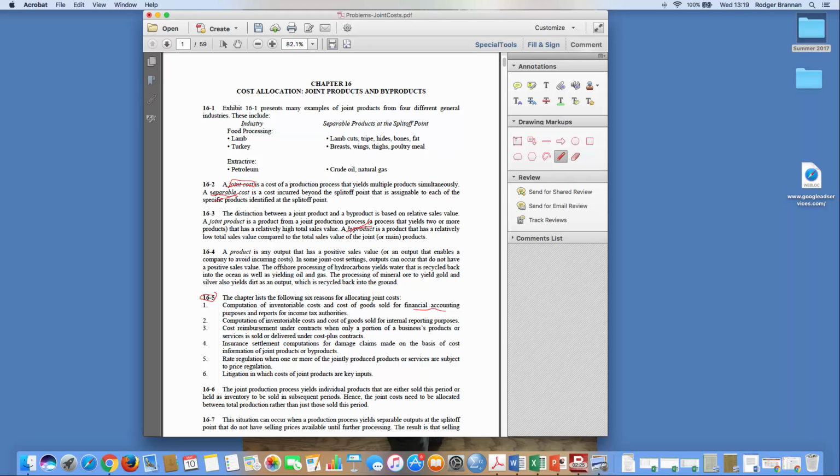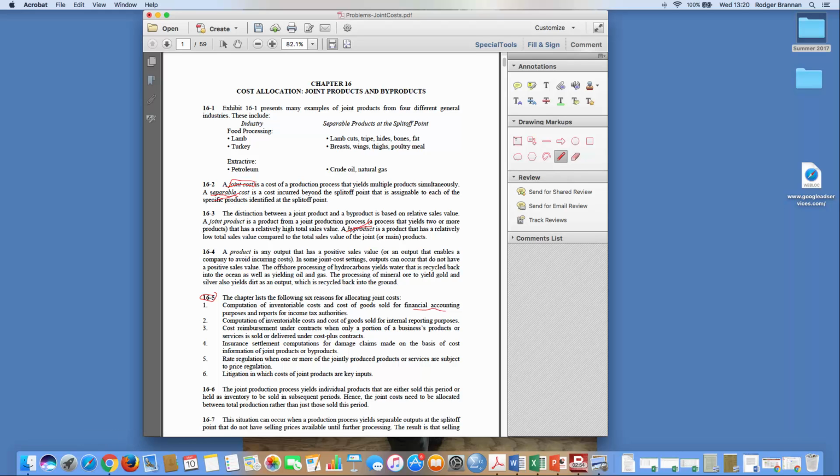Another would be if I have a fire or something happens. Well, okay, what was the cost of the inventory that was destroyed? I need to establish that. If you're dealing with rate regulation, okay, fine, I need to establish cost. So there are a lot of reasons, some of which are a little bit more esoteric, but mostly what we're going to look at would be for financial reporting.